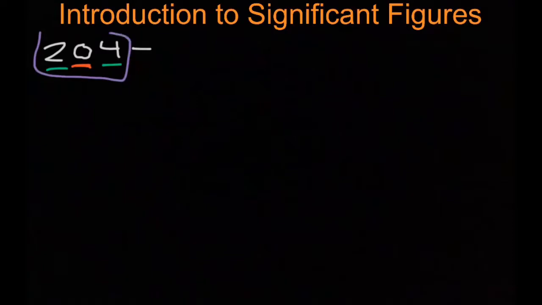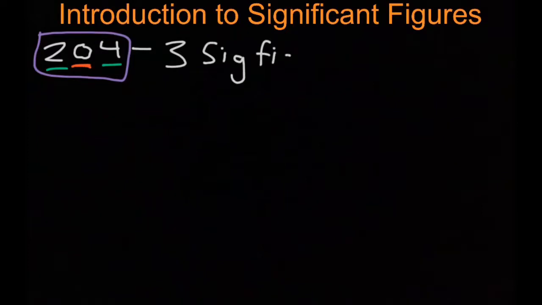Let's move on to numbers with zeros in between. Numbers that have a zero in between any non-zero numbers are all significant. Let me show you. Let's say we have 204. So there's a zero in between 2 and 4, but we know that 2 and 4 are non-zeros. Therefore, all of these are significant figures. Therefore, we have three sig figs in this one.